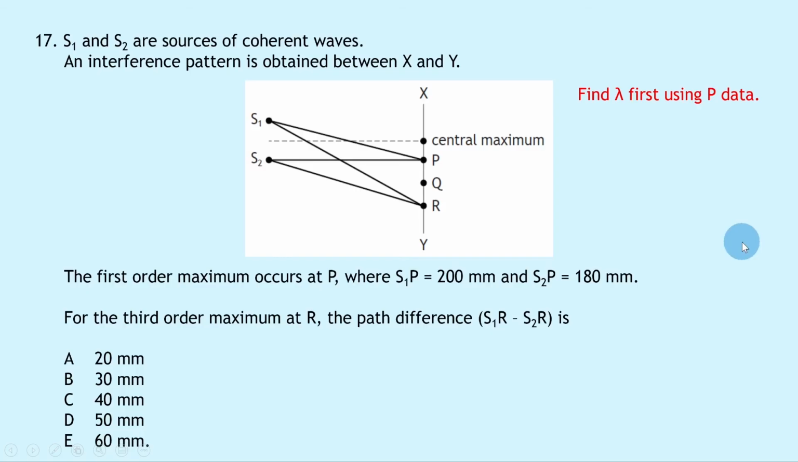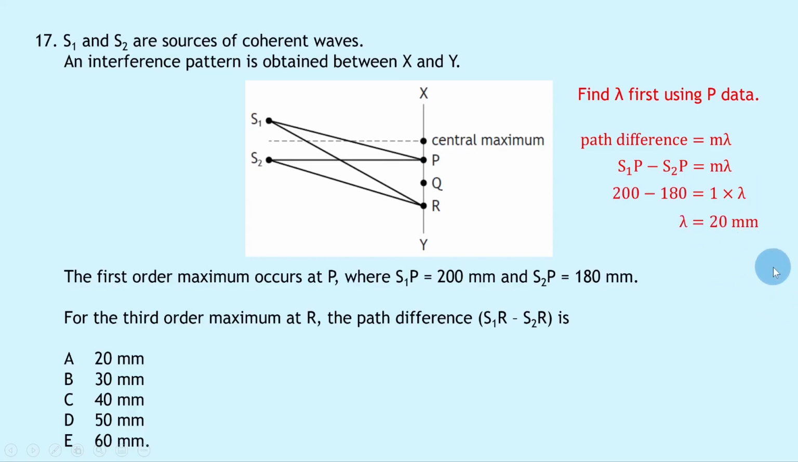So remember, for maxima, we can say path difference equals m lambda. Let's rewrite the path difference in terms of the S1P and S2P. So we have S1P minus S2P equals m lambda, or in other words, 200 minus 180 equals 1 times lambda, using m equals 1 for P there because m equals 0 is the central maximum, remember, so one maxima along has to be m equals 1. And notice how I've also kept the path difference in terms of millimeters, so that just means my wavelength will also be in millimeters. So I have lambda equals 20 millimeters, and now that I know the wavelength, I can plug this into my path difference for point R.